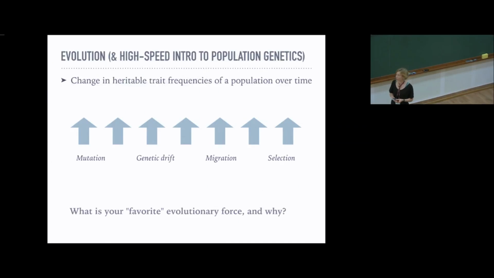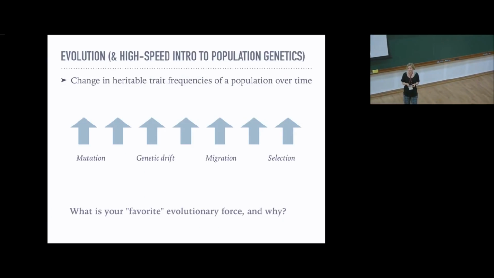So let's do a vote. Who votes for mutation? Okay. Genetic drift? Okay. Migration? And selection? Okay. So it seems relatively balanced.